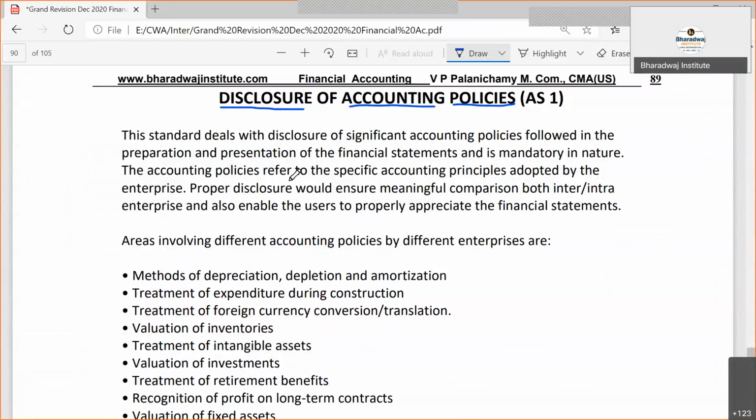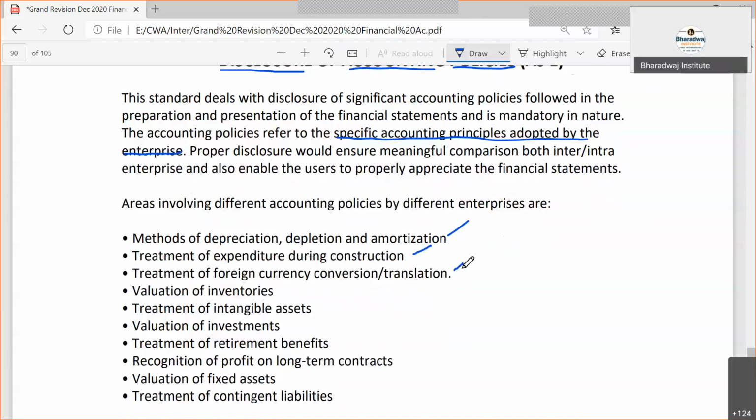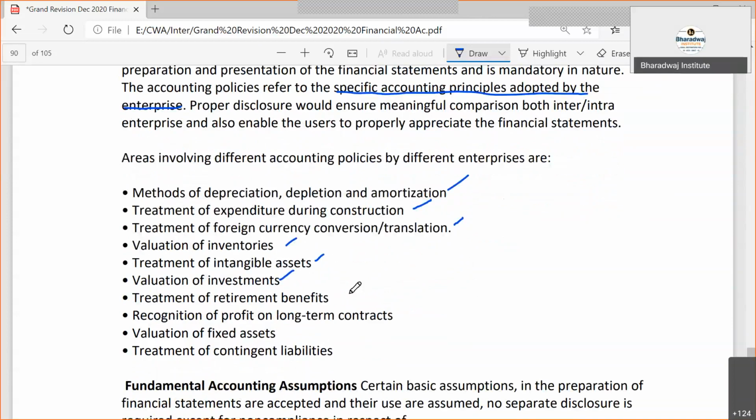Okay, accounting policies refer to specific accounting principles adopted by the enterprise. For example, method of depreciation, treatment of expenses incurred during construction, treatment of foreign currency translations, valuation of inventory, accounting treatment for intangible assets, valuation of investments. Like, are you going to go by the fair value method or the cost-based method? Treatment of retirement benefits: how expenses are going to be recognized for retirement benefits like gratuity, pension, all those things.